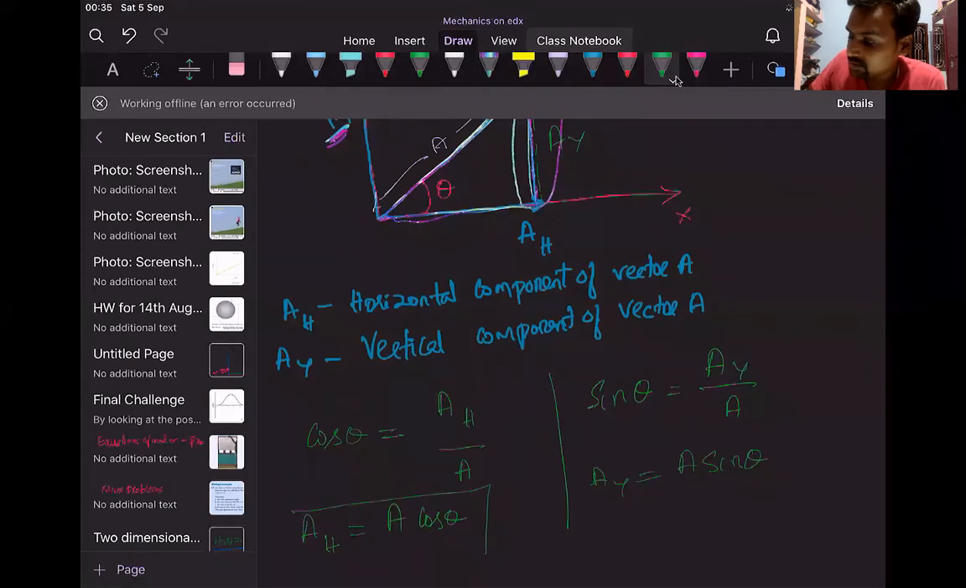So these are the two equations which you guys must know when it comes to resolution of vectors.